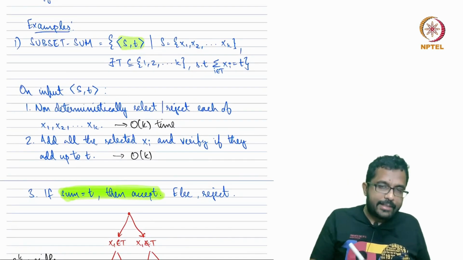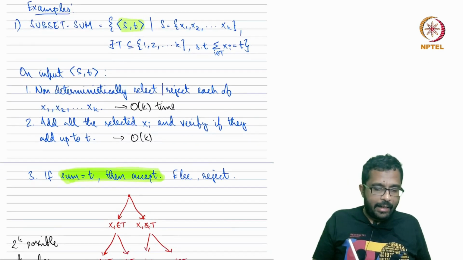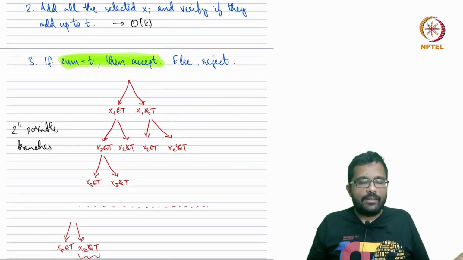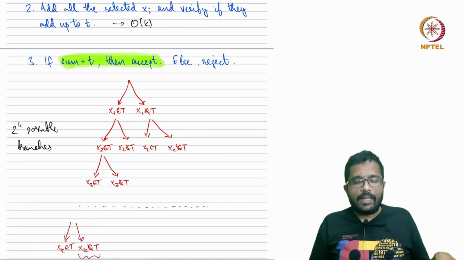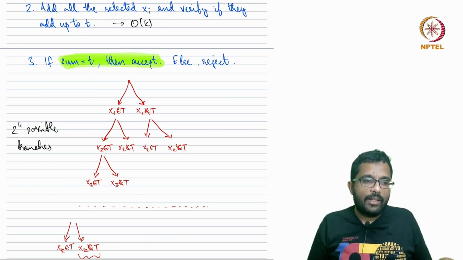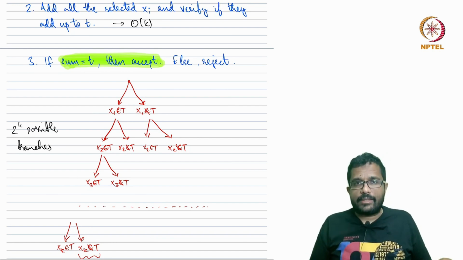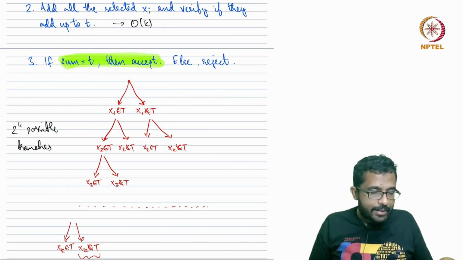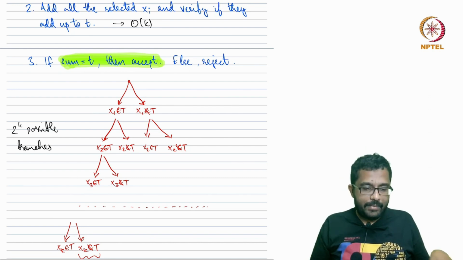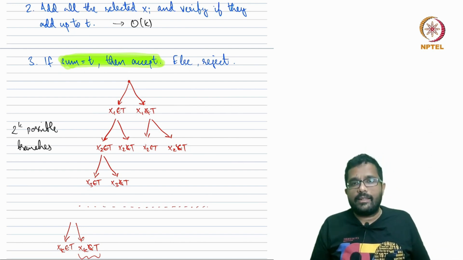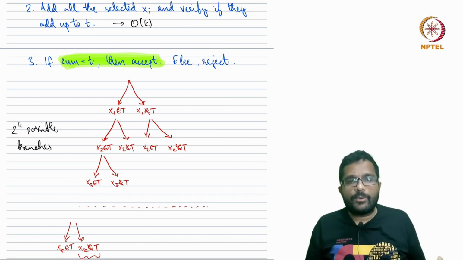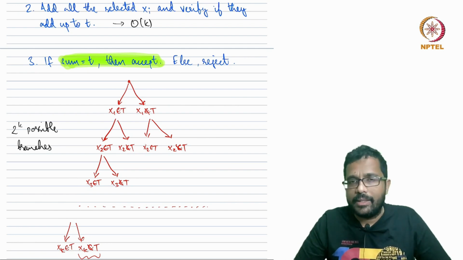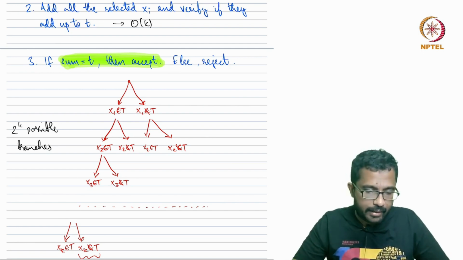We non-deterministically select or reject each xi, and then we are left with some subset. We add up the elements of the subset and verify they add up to the desired sum. If it is adding up to the desired sum, we accept. If it does not, we reject. So if there is a subset which adds up to the desired sum, there is some computation branch which will lead to an acceptance. If there is no such subset, then all the paths will reject, which is exactly what we want in a non-deterministic Turing machine, right?